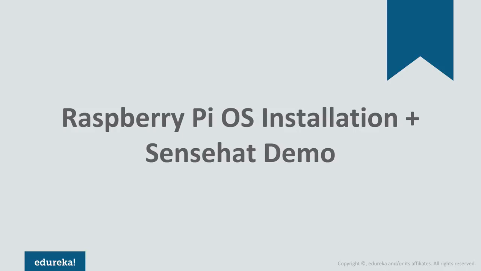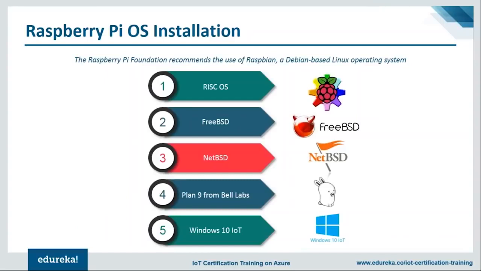Now, coming down, let's begin the Raspberry Pi installation process here. First, let me help you understand the different operating systems that are available at present. Raspberry Pi in itself supports multiple operating systems as such, but we'll mainly be working on Raspbian. So these are some of the most popular operating systems supported on Raspberry Pi.